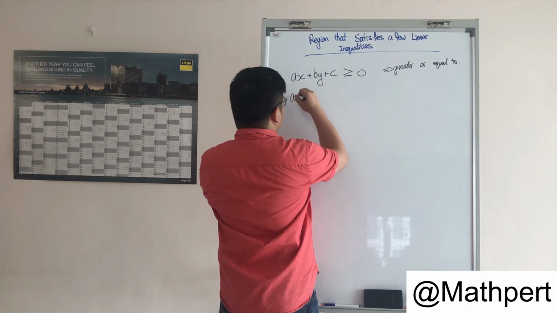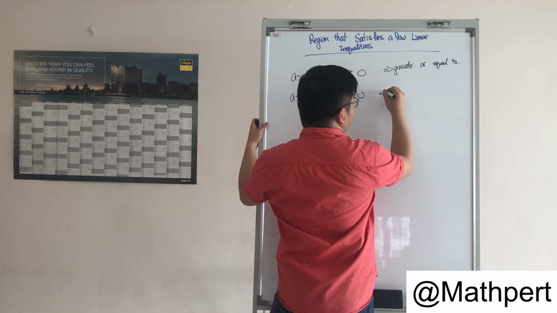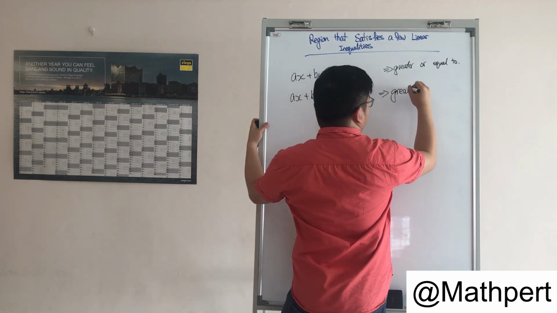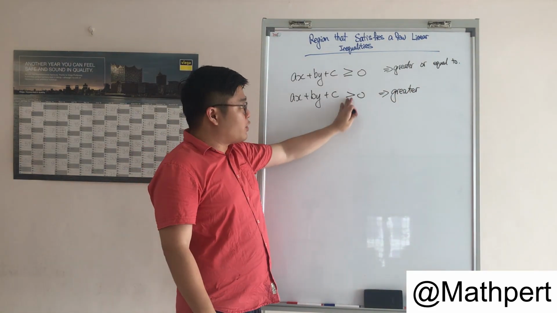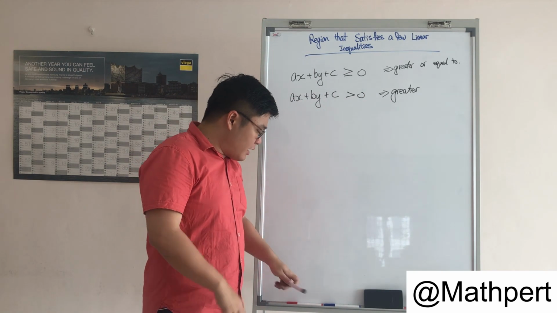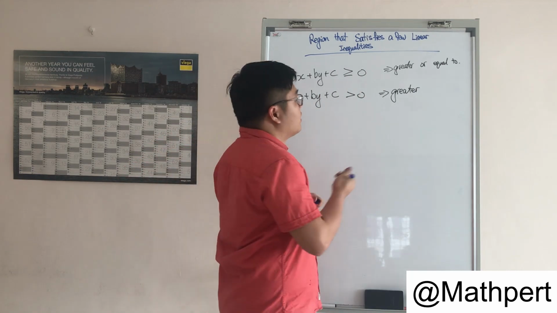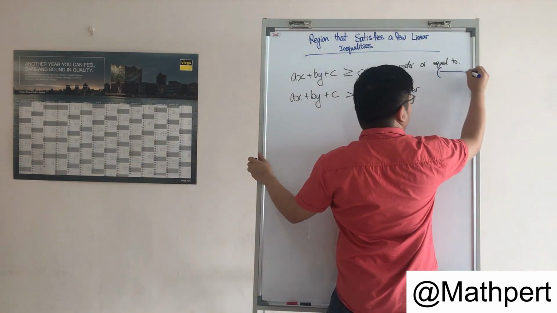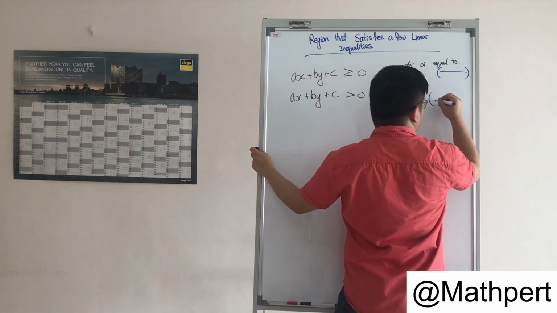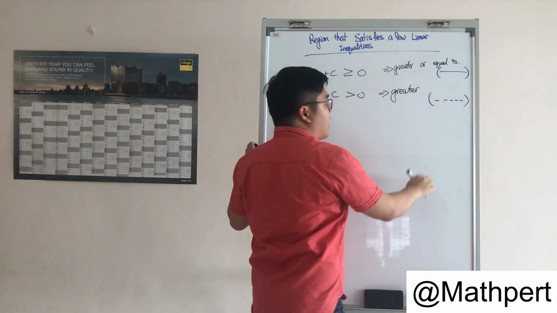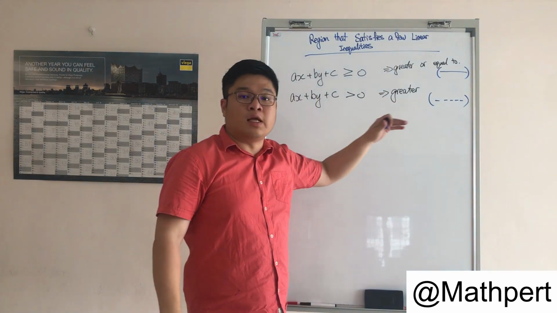Then how about this? Ax plus by plus c greater than 0. In a graph, when it is greater than or equal to, the line is a straight line. For greater than, the line is a dotted line. For greater than or equal to, it is a straight solid line.